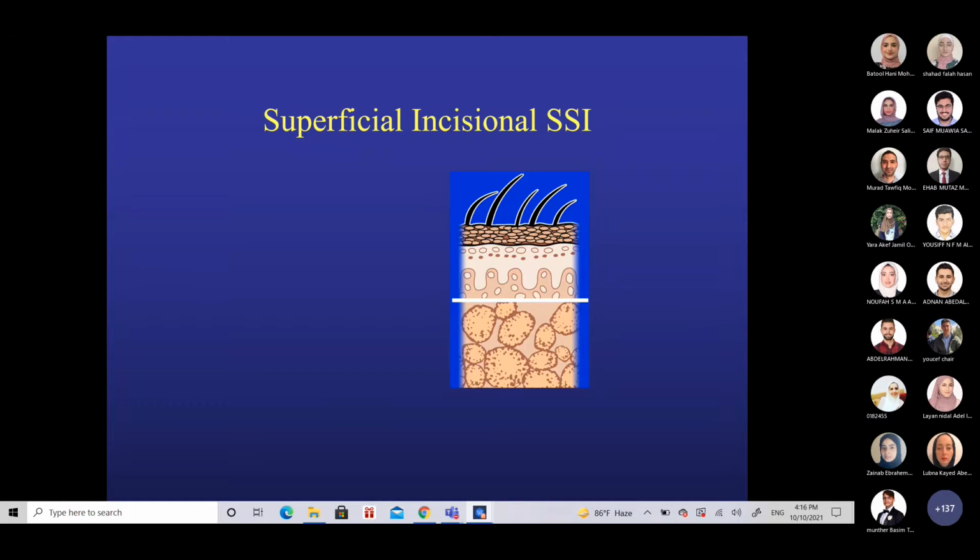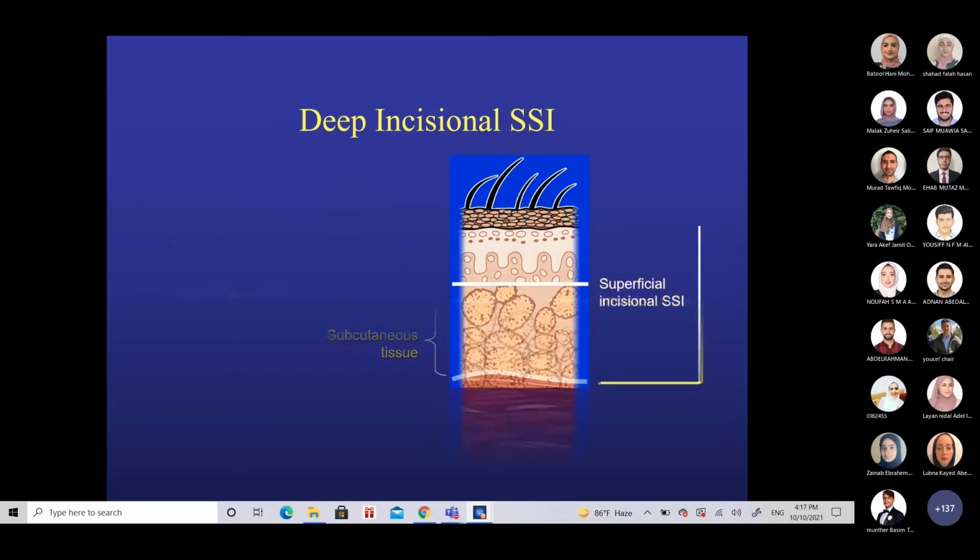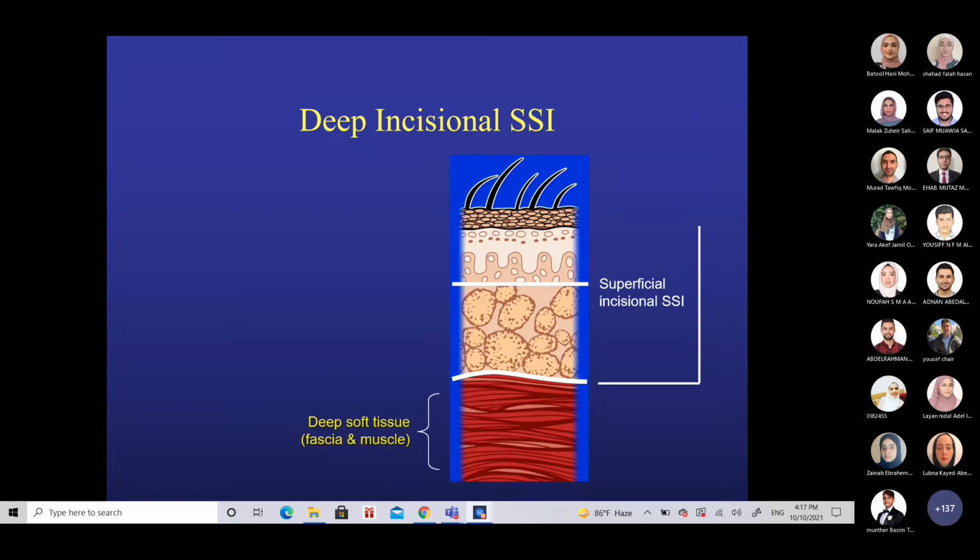Now السيرجيكال سايت انفكشن نقسمهم الى انواع حسب الدبث. You know انه في عندنا skin, subcutaneous tissue، عندنا اللي هي هذا الفات نسميه superficial fascia، وفي عندنا deep fascia overlying the muscles. هلا to make things easy اي شيء فوق الديب fascia بنسميه superficial infection. أي شيء تحت الديب fascia بنسميه deep infection, deep incisional surgical site infection.